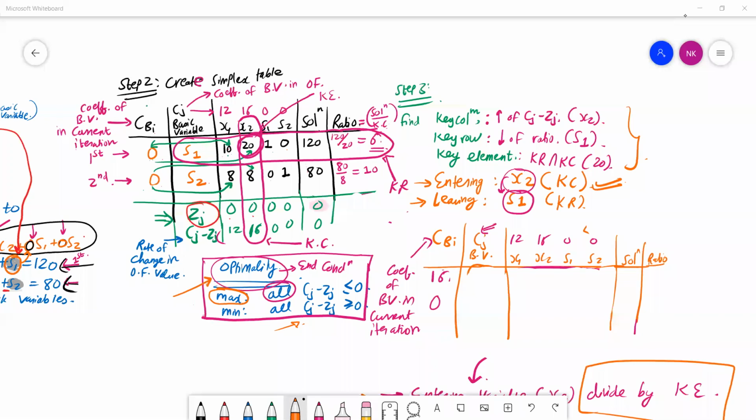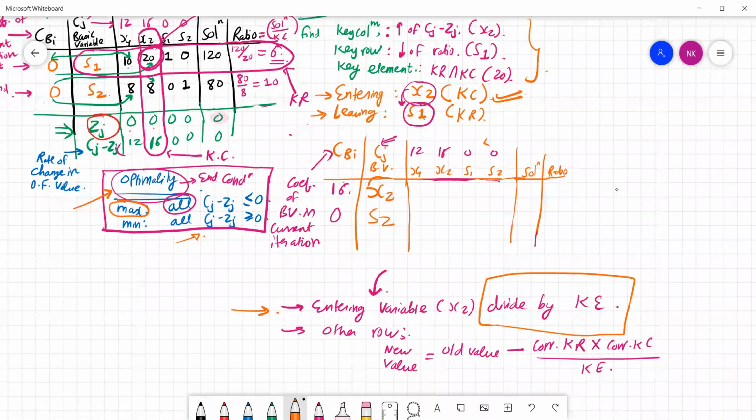So what we have discussed is that S1 will be our leaving variable. Instead of S1, we will be having X2. So let me write over here X2. So I am entering X2. That is, X2 will be our entering variable. And the next variable is S2. Now with reference to this, we need to calculate what will be our table formulation in this particular block.